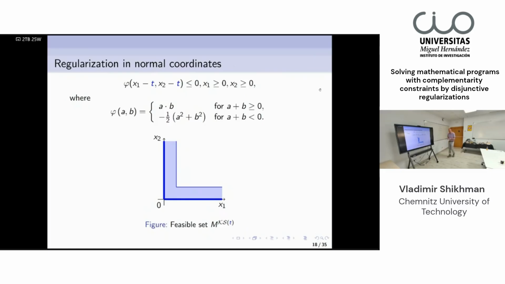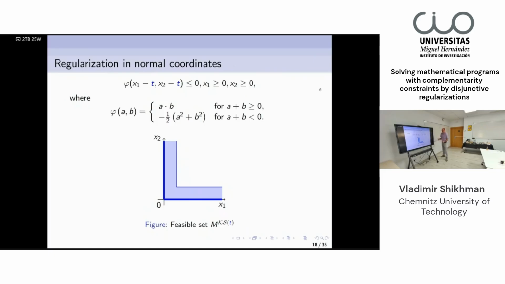What's this? So actually what this is, is the following. You have phi of (x1 minus t, x2 minus t) less or equal than 0, and both x1 greater or equal than 0 and x2 greater or equal than 0, meaning everything works in the first quadrant. You are in the first quadrant.